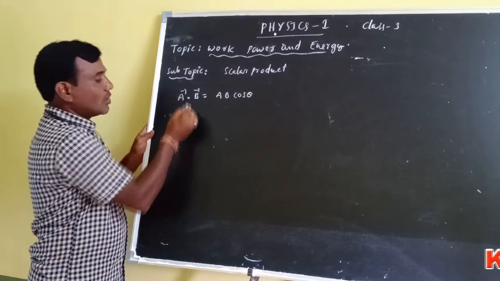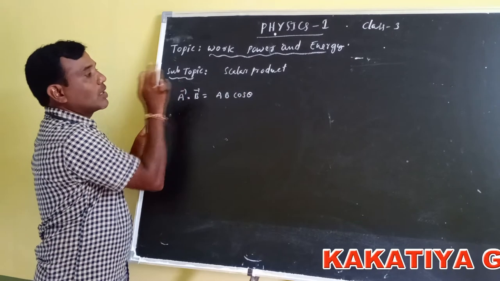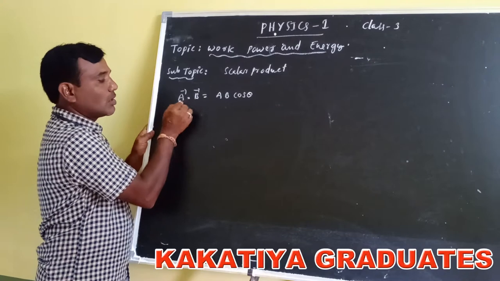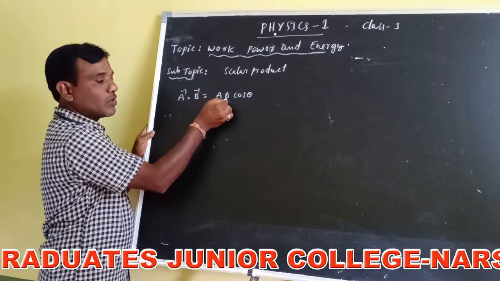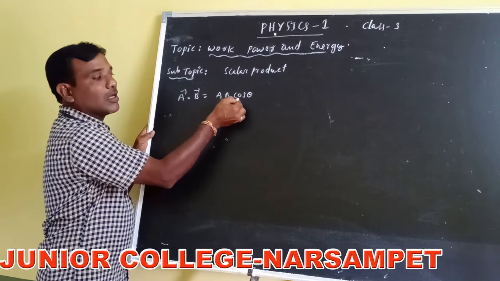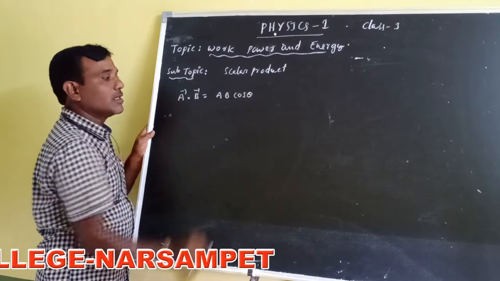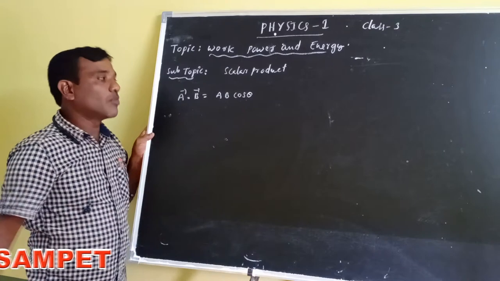Okay. Now the dot product or scalar product, both are the same. The dot or scalar product of two vectors is equal to the product of the magnitudes of the two vectors and the cos of the angle theta between them. It is known as a scalar product.